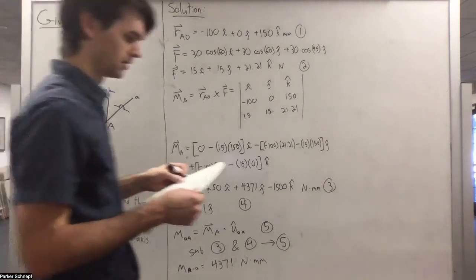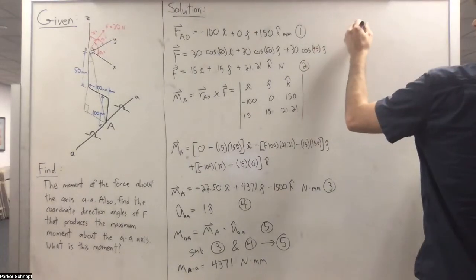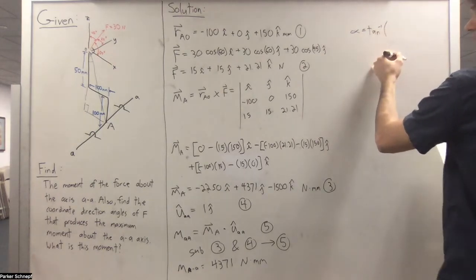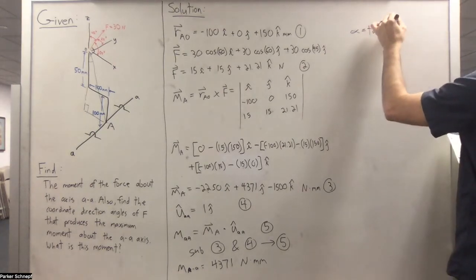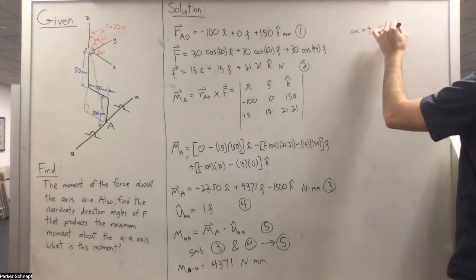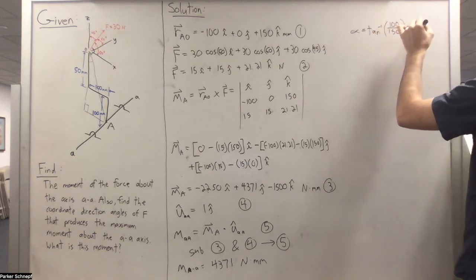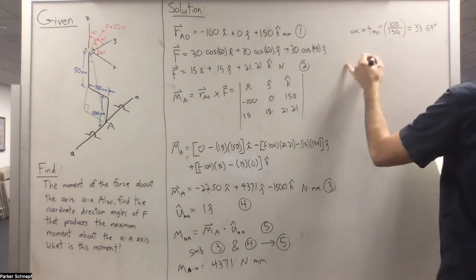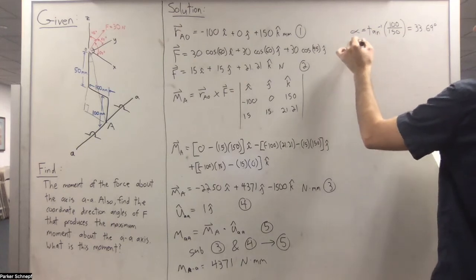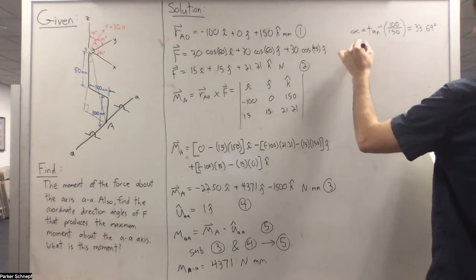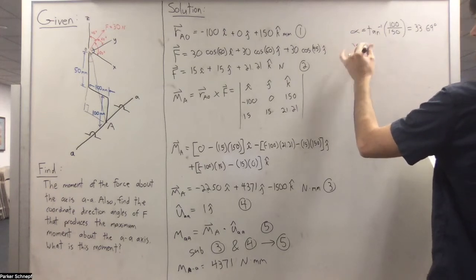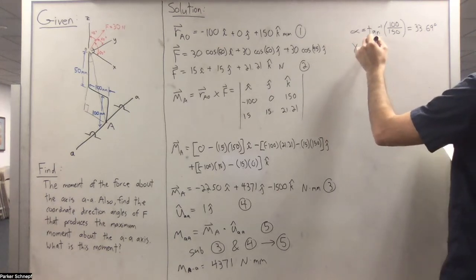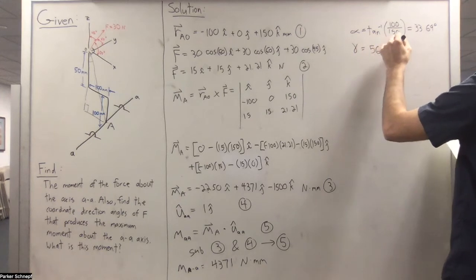That'll make it square. So alpha is going to equal the inverse tangent of 100 over 150, which gets us 33.69 degrees, and gamma is just going to be 90 minus that, which is 6.31 degrees, right?